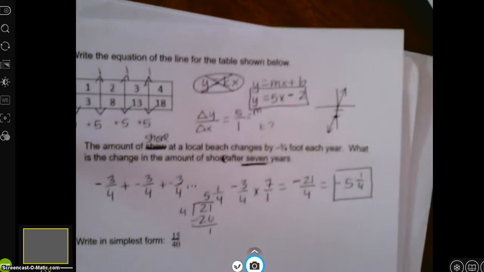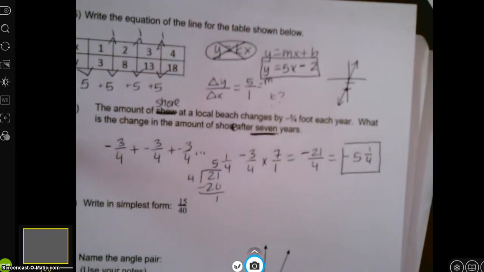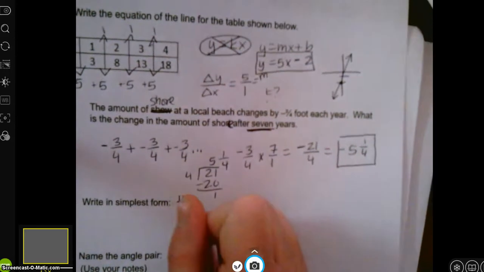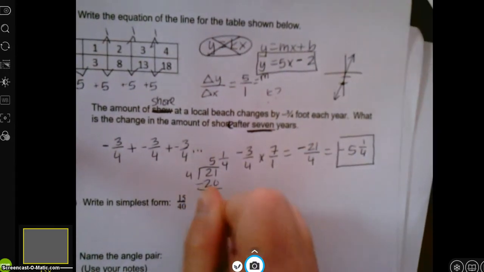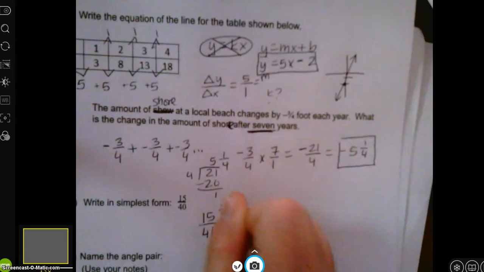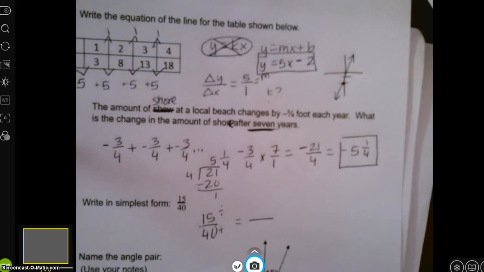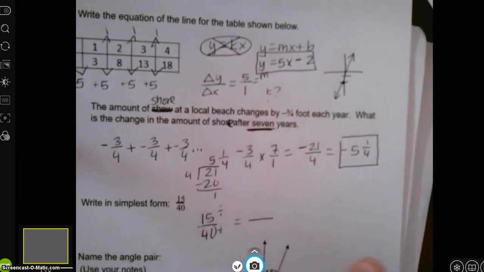Okay, number 8, it says write in simplest form. Easy. What can you divide the top and bottom by? And that'll give you your answer. Okay? Number 9, name your angle pairs. So remember, you can use your notes on this.